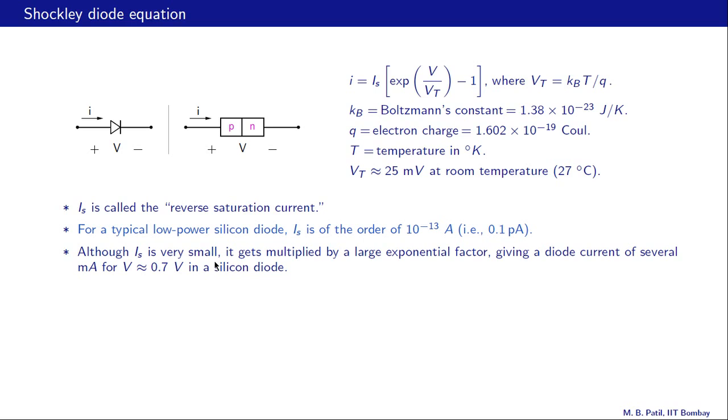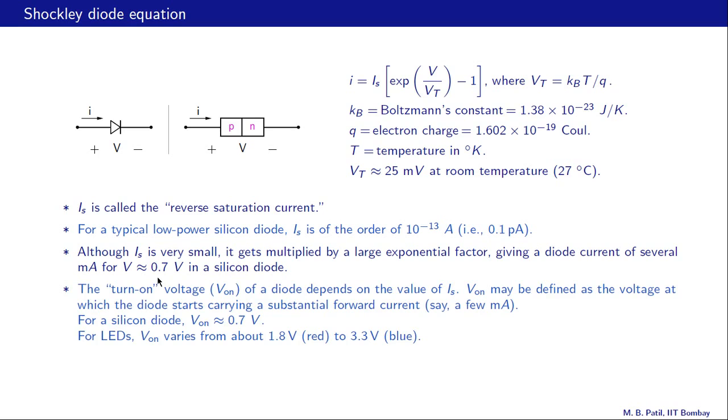Now, although Is is very small, it gets multiplied by a very large exponential factor, this factor here, giving a diode current of several milliamps for a forward voltage of about 0.7 volts in a silicon diode. So if we start with V equal to 0 and start increasing the forward bias, at about 0.7 volts the current starts becoming significantly large. Before that it is very small and it is negligible.